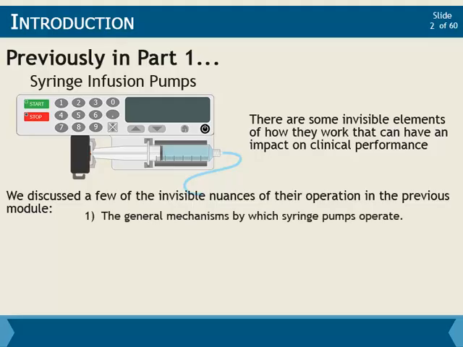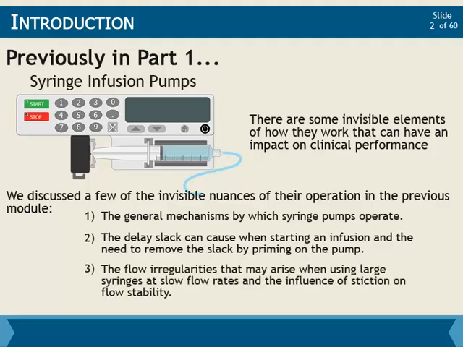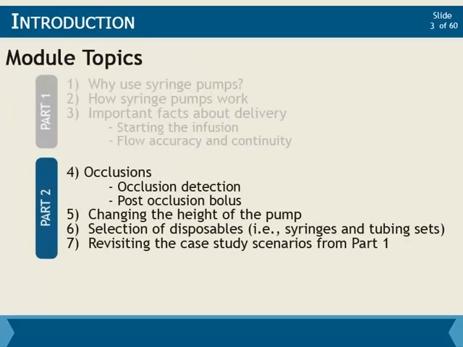Specifically, 1. The general mechanisms by which syringe pumps operate. 2. The delay slack can cause when starting an infusion and the need to remove the slack by priming on the pump. And 3. The flow irregularities that may arise when using large syringes at slow flow rates and the influence of stiction on flow stability. In this module, we will be building on some of the previous concepts and discussing a couple other factors that can have an impact on delivery when using syringe infusion pumps.